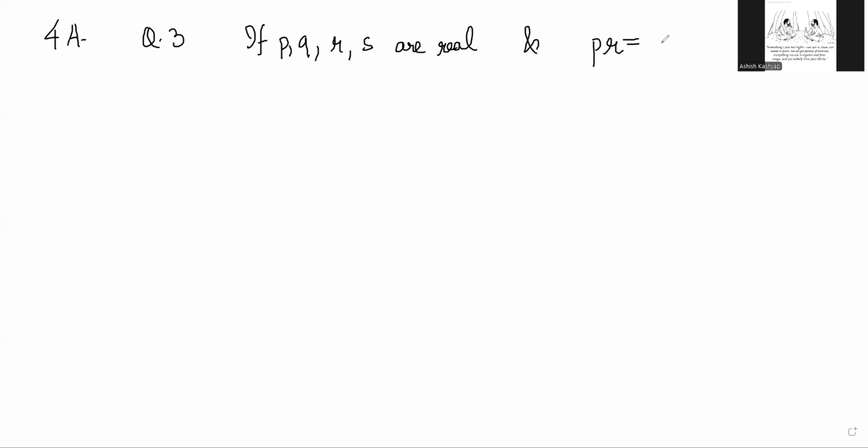Show that if P, Q, R, S are real numbers, and PR is equal to 2 times Q plus S, then at least one of the equations has real roots.